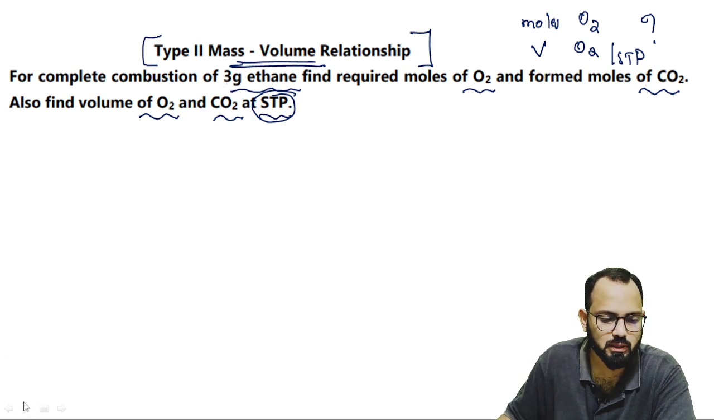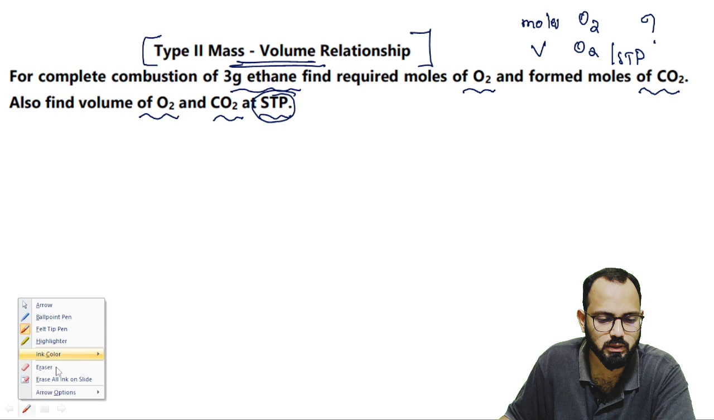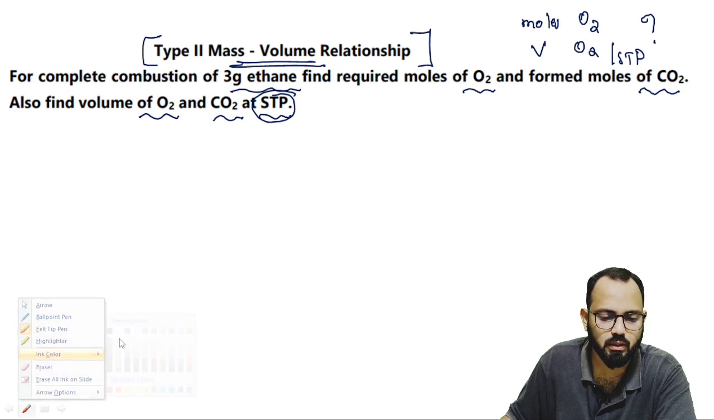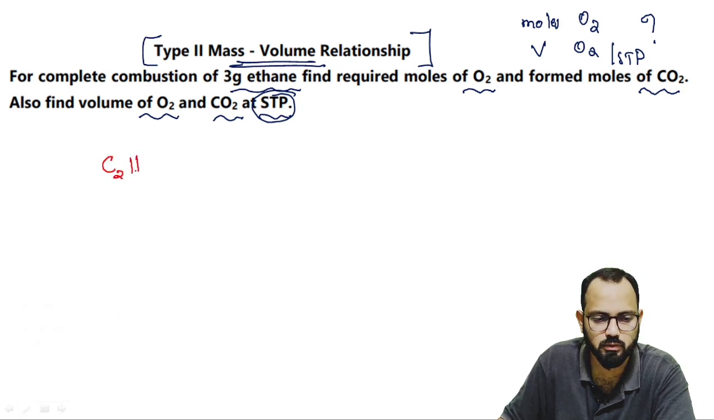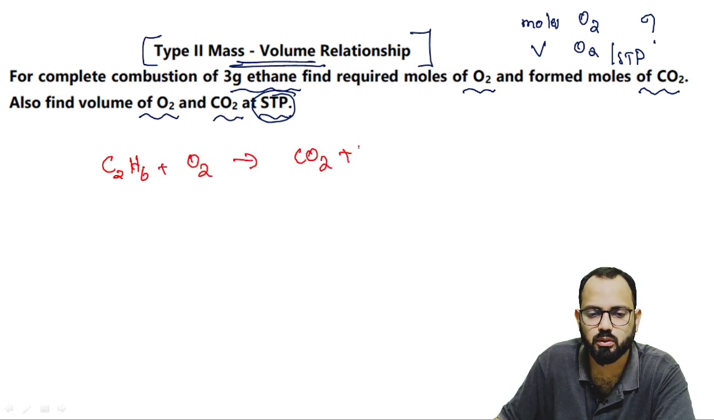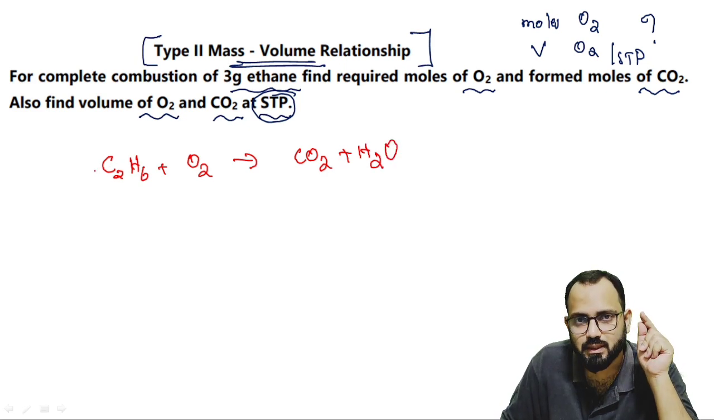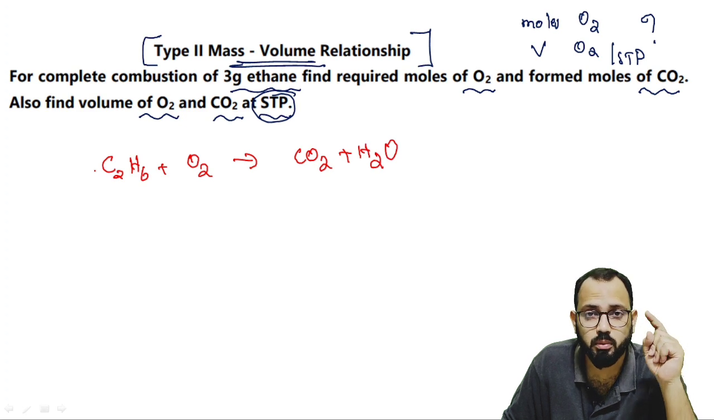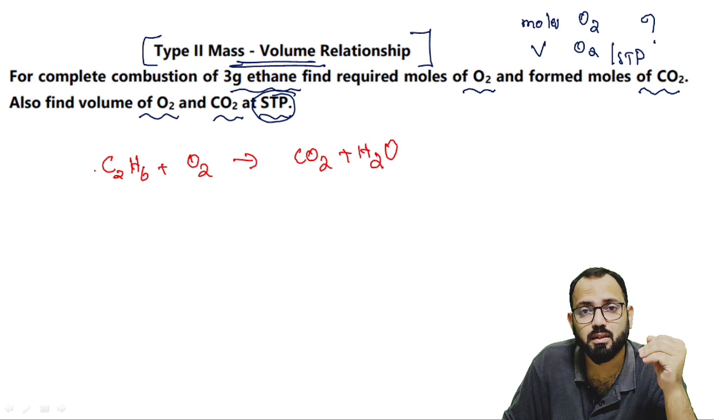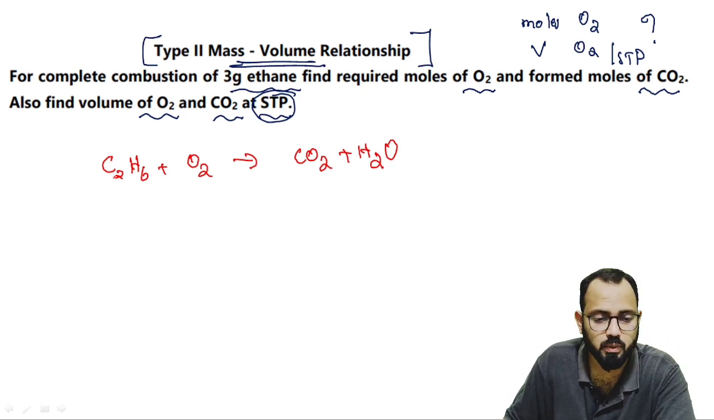Who is undergoing combustion? 3 gram of ethane is undergoing combustion. Ethane is a hydrocarbon. Let's make the combustion of this one: C2H6 plus O2 gives you CO2 plus H2O. This is how the combustion reaction will work. If it is a combustion reaction, always the products are going to be carbon dioxide and water. And how do you balance a combustion reaction? First, balance carbon. Second, balance hydrogen. Third, balance the oxygen.